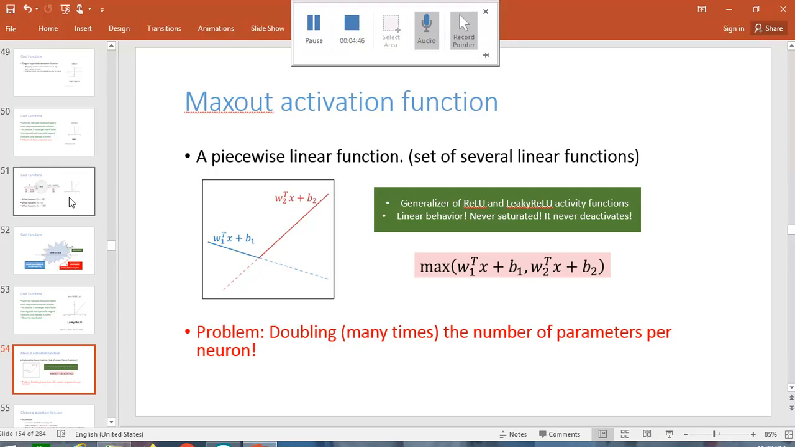There is another function that is actually a generalization of all of these three types of functions from the ReLU family. We call this function maxout. The slope of each line is a parameter in this function that must be learned. For example, here between these two lines, we should take the maximum. This function has the same advantages as ReLU and leaky ReLU. For example, this function has a linear behavior. The problem with this function is that the number of parameters increases.